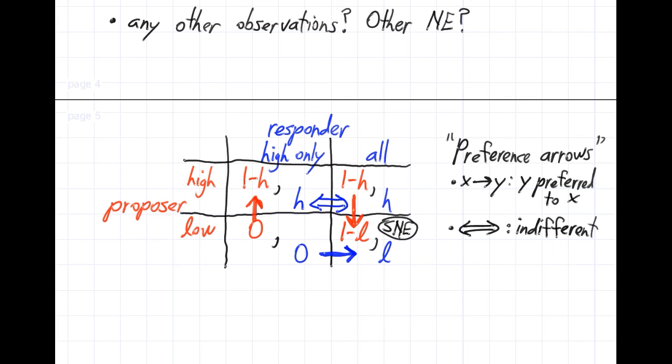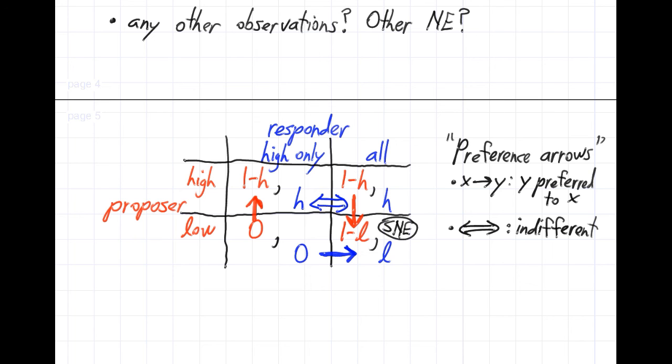If we look at the other cases, the bottom left case, you'll see that both the arrows point out of the bottom left box. So it's never an attractor, and it's not a Nash equilibrium. In the top right box, that's the offer high and accept all scenario. The proposer prefers actually to move away from that. So that's not a Nash equilibrium.